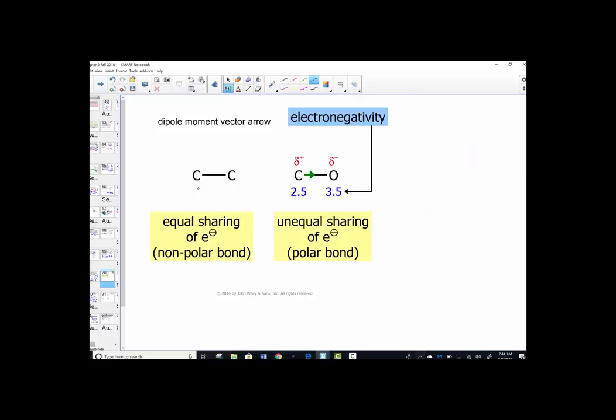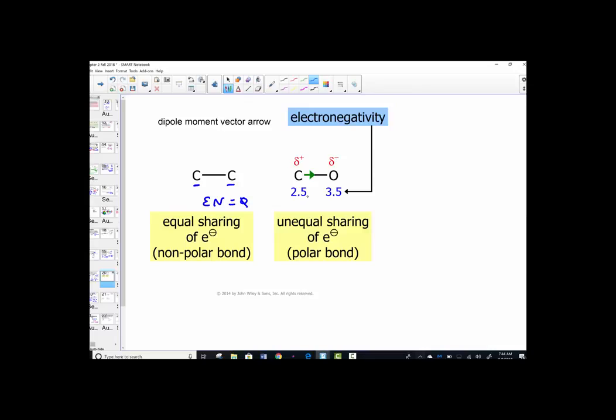So if I had a carbon-carbon single bond, we would say that that's an equal sharing because the electronegativity difference between two carbon atoms, because they're alike, would be equal to 0, nonpolar.